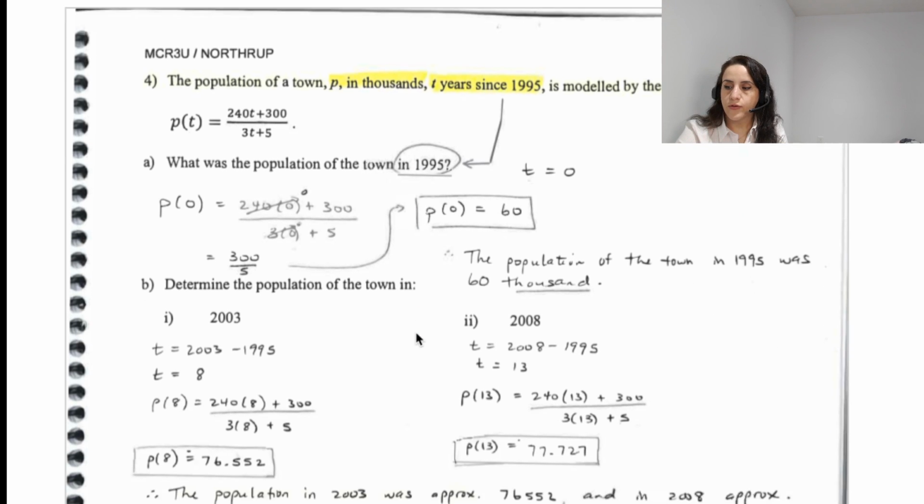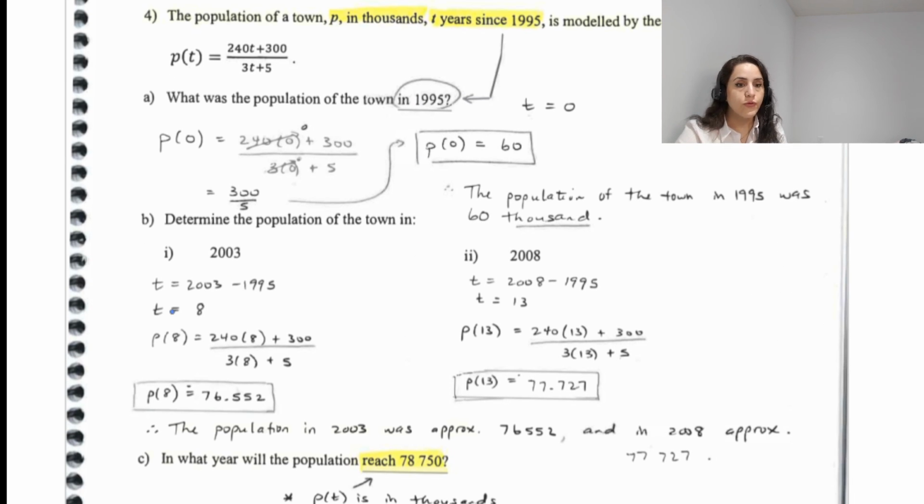Here, as you see, in 2003 we have 8 years as we talked about. Then I have to calculate P of 8. For the function, I'm plugging in 8 and I'm ending up with the population being 76.552. But the population is in thousands. Then the population is going to be 76,552. In 2008, from the starting point is 13 years past. Then I have to plug in 13. After calculation, I'm going to have 77.727, which means 77,727.